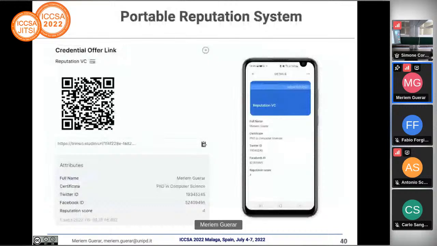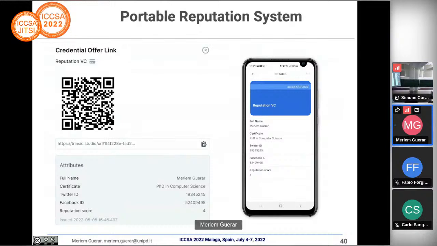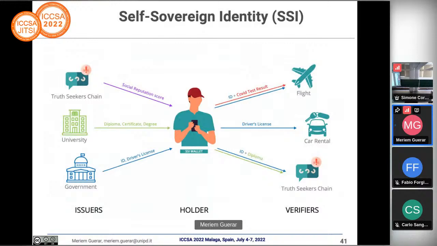So as I mentioned before, TSC offers a portable reputation system. By scanning the QR code on the left, the user receives the verifiable credential in his wallet and he can accept or decline it. In case he accepted, he will have it in his wallet and would be able to use it in other platforms and contexts. So you might notice that in the case of the authentication, TSC is the verifier of the verifiable credential. And in the case of the social reputation, TSC is the issuer of the verifiable credentials.